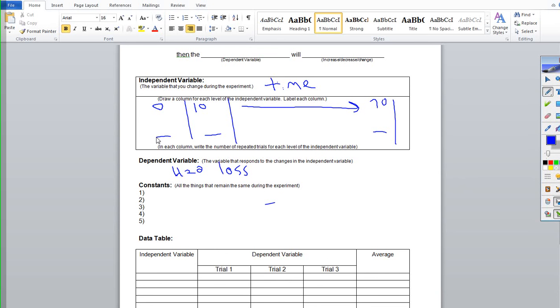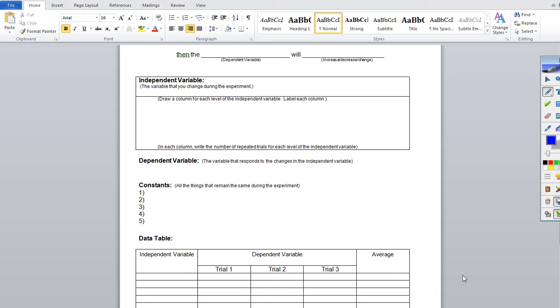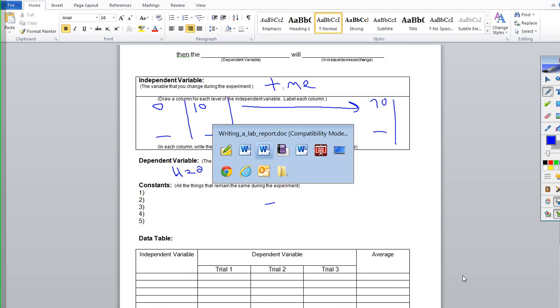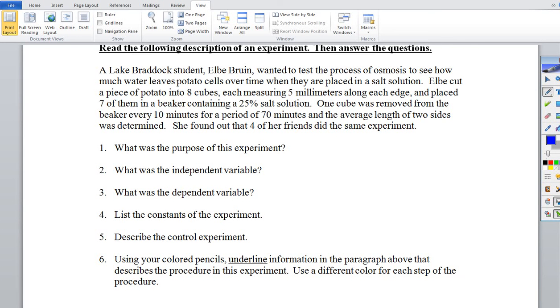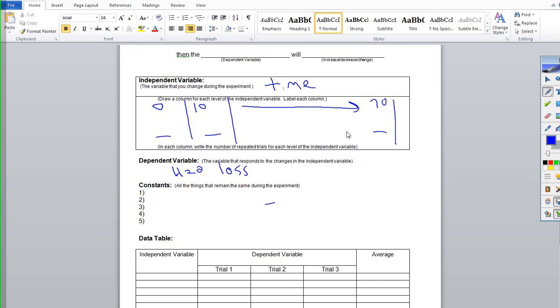And you guys, on this line right here, you need to say the number of trials. Go back and look at what LB did. Go back to this and look at what LB did. So she found out that 4 of her friends did it, so 4 plus her, that gives you 5 trials. Does that make sense? That's how you should do this.